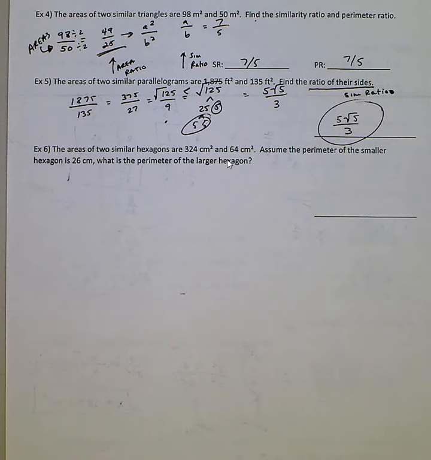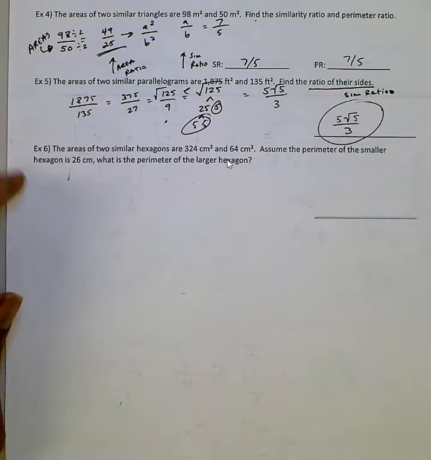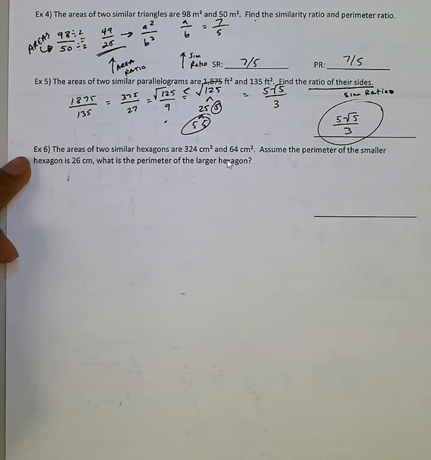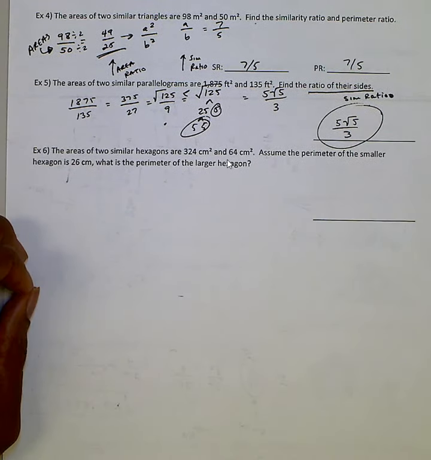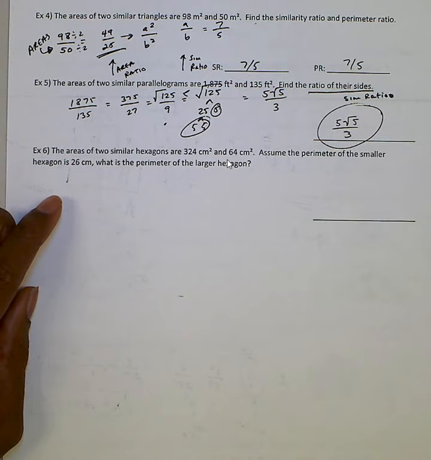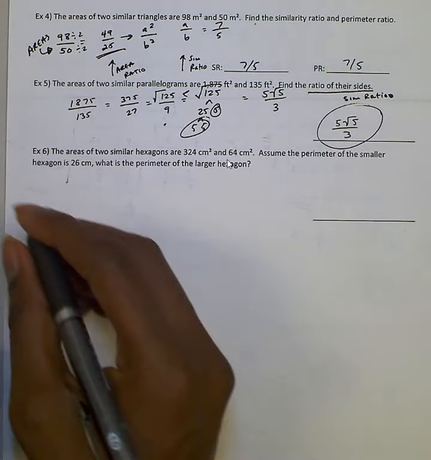Okay, final example of the chapter. The area of two similar hexagons is 324 centimeters squared and 64 centimeters squared. Assume the perimeter of the smaller hexagon is 26 centimeters. What is the perimeter of the larger hexagon? Okay, so here's what this question's asking us. First, use the areas to find the ratio of areas. Use the ratio of areas to find the ratio of perimeters. Use the ratio of perimeters to find the perimeter of the larger hexagon. Okay, so a packed question.